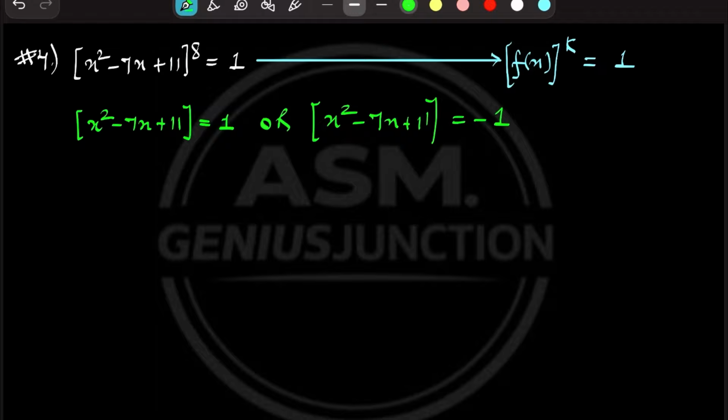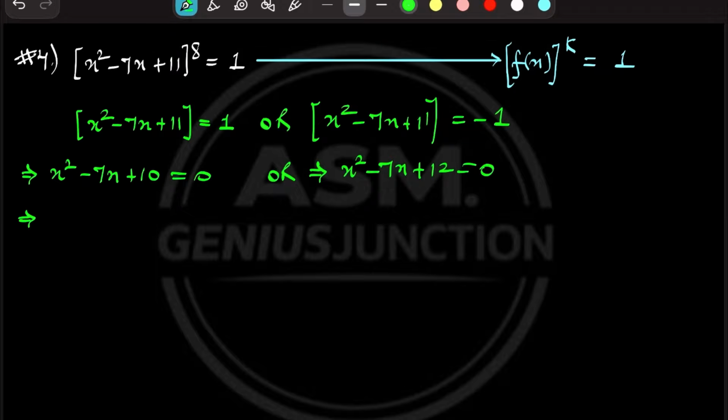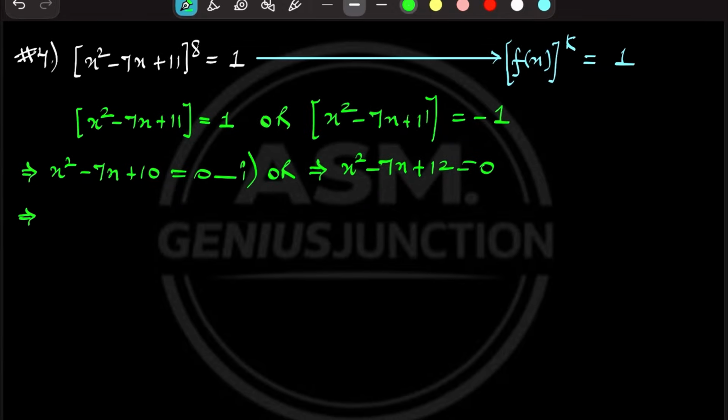So I will solve this equation. This is x square minus 7x plus 11 minus 1 will give you plus 10 equals to 0. Or there is one more equation written over here, that is x square minus 7x plus 12 gives you 0. Okay, so now when I solve equation number 1, let's say, the two numbers required are 10, whose product is 10, and their sum should be minus 7. So the numbers are going to be minus 5x minus 2x plus 10 gives you 0.